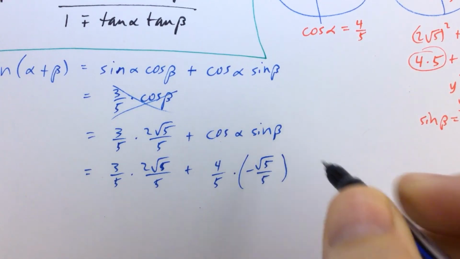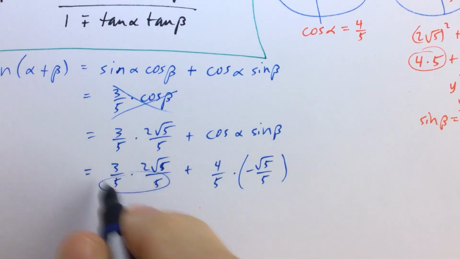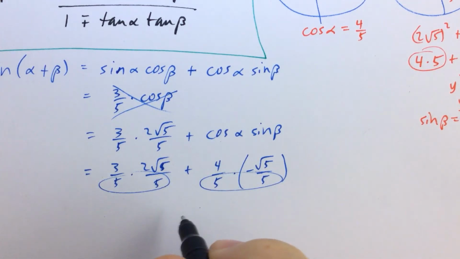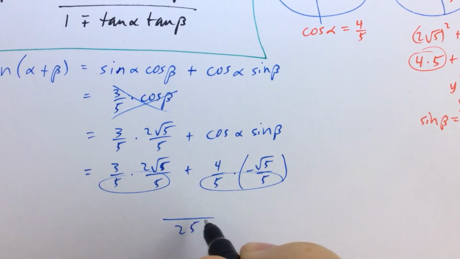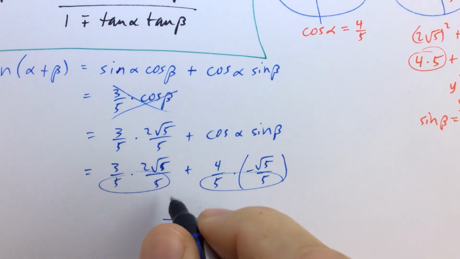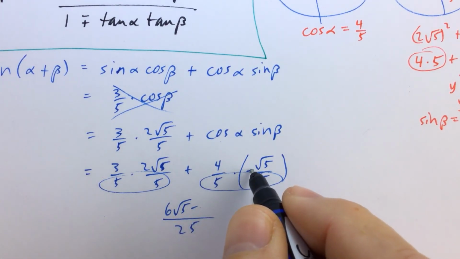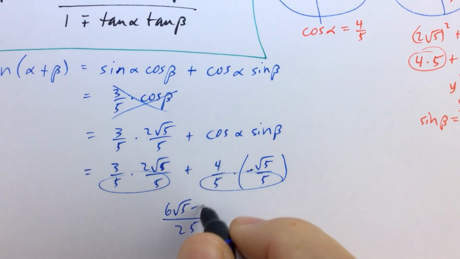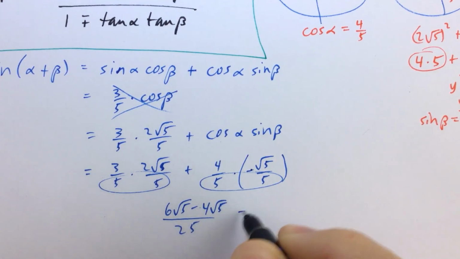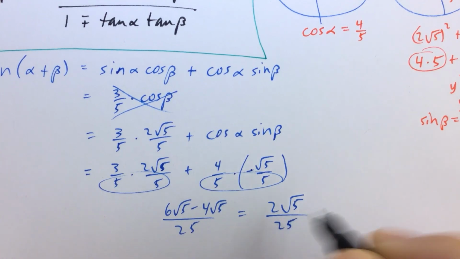And so we need to simplify this. Let's go ahead and notice that we have 5 times 5 as our denominator, so 25 is going to be our denominator. We're going to combine the fractions. 3 times 2 is 6, so we have 6 radical 5. And then minus sign here, so we're going to put minus 4 radical 5. So we get 2 radical 5 over 25.